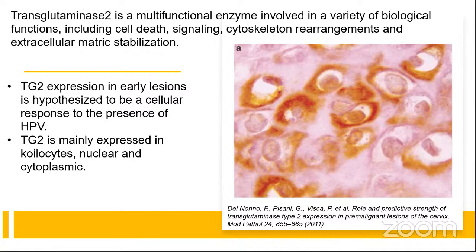So we find that transglutaminase is an important enzyme that has multiple biological functions, one of which is cytoskeletal rearrangements. So we see that in the koilocyte, there is an expression in early lesions, and it is thought to be a cellular response to the presence of HPV. And the transglutaminase 2 is expressed in koilocytes. It has expressions in both the nucleus as well as the cytoplasmic areas.